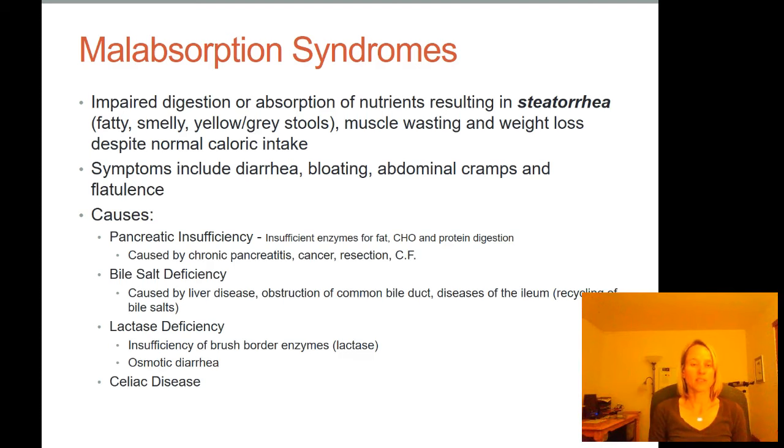And lactase deficiency. This is when we have an insufficiency of the brush border enzyme lactase. And if you remember, lactase is the enzyme that breaks down lactose into monosaccharides. So without lactase, we can't digest lactose, and then we can't absorb lactose across the intestinal epithelium. If we can't absorb it, then we lose some osmotic gradient for water to be reabsorbed, so it results in some osmotic diarrhea. And then last we have celiac disease.